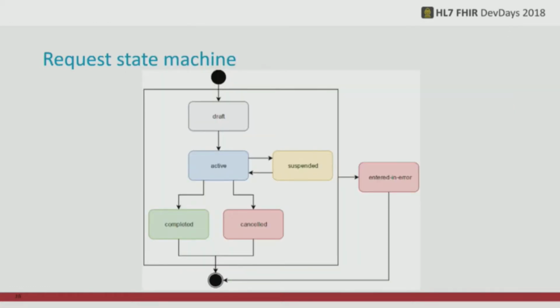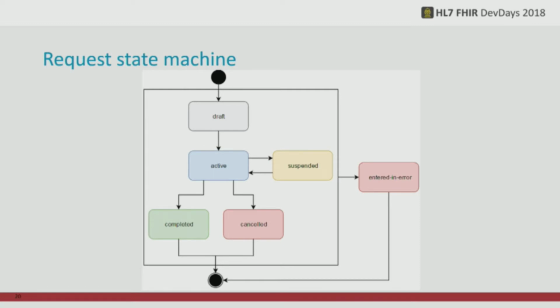The request state machine is pretty simple. You can have a draft order or proposal or plan that is not signed off, it's not ready to be acted upon, somebody's just messing around, putting stuff into their system. And you might pass that around still. You might share that because you're doing clinical decision support and you're saying, I'm thinking about prescribing this. Is that going to cause any problems, any drug-drug interactions, any allergies? So you might pass around a draft, but it's not yet an active request. Then it goes to active.